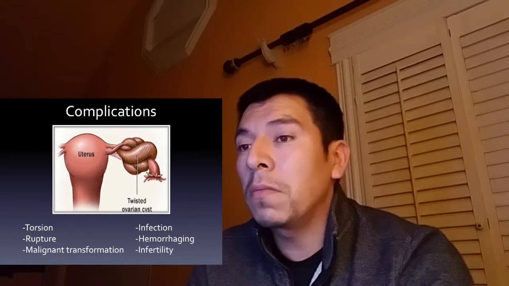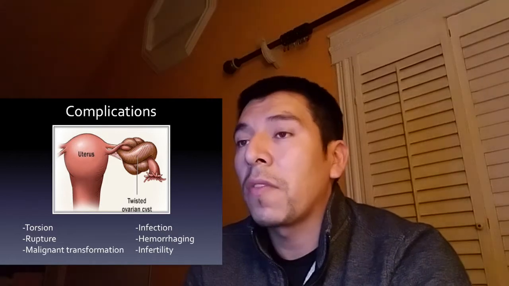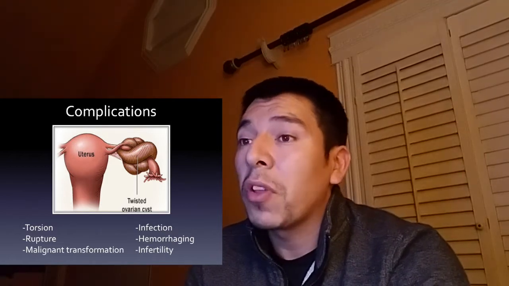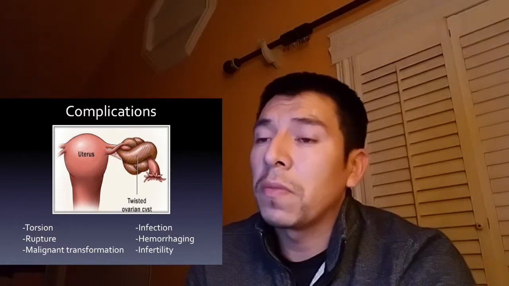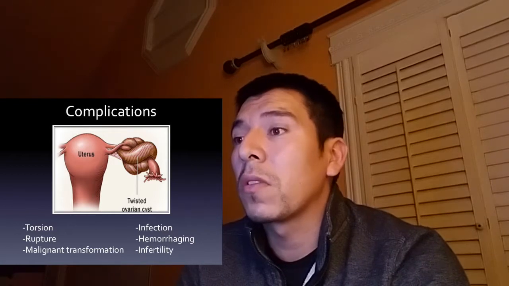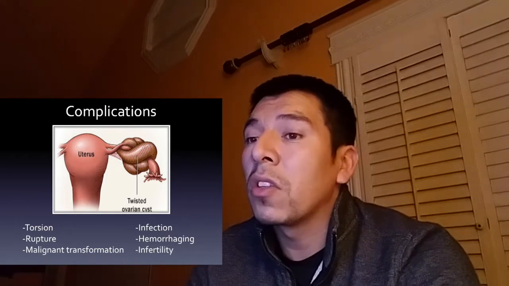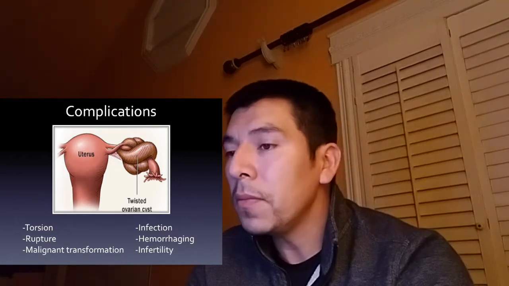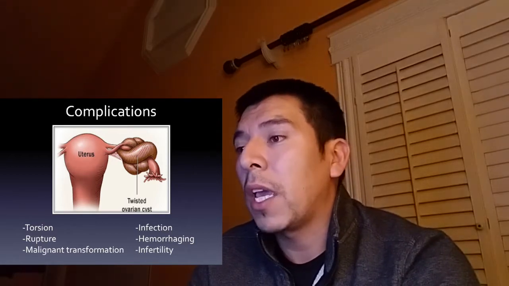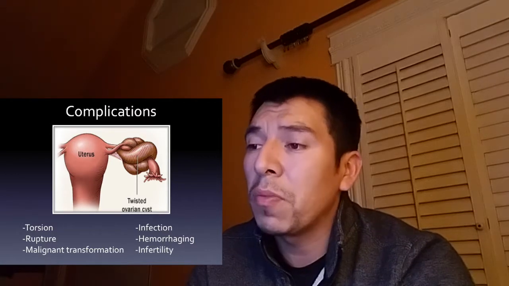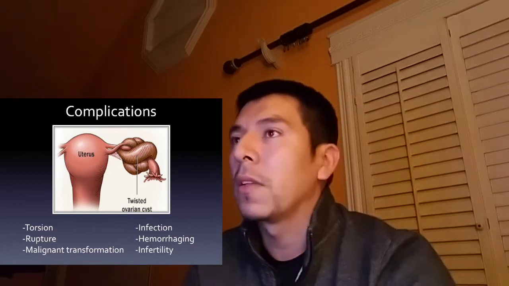And since it ruptured, you're going to have hemorrhaging of the lining of the ovary, and at that point you really need medical intervention. And since the rupture itself destroyed the ovary, you're going to have fertility issues. Sometimes, according to data, there have been some cases where dermoid cysts have transformed into malignant, but it's a very, very small possibility.